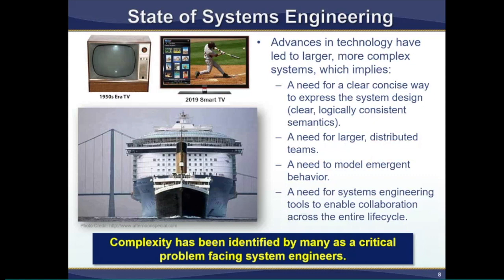So I like the photos on this slide. The bottom photo is the RMS Titanic, the most advanced ship of its day, superimposed on the Oasis of the Seas, and 225,000 gross tons is the largest cruise ship today. So vastly different in size, vastly different in complexity, but systems don't have to be larger to be complex.